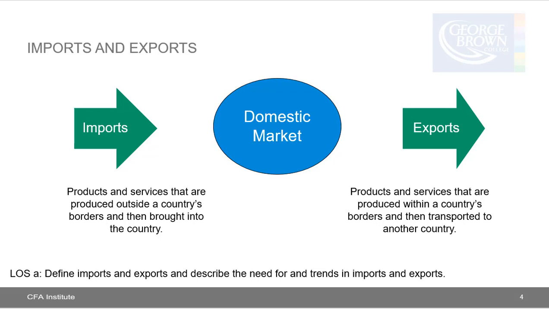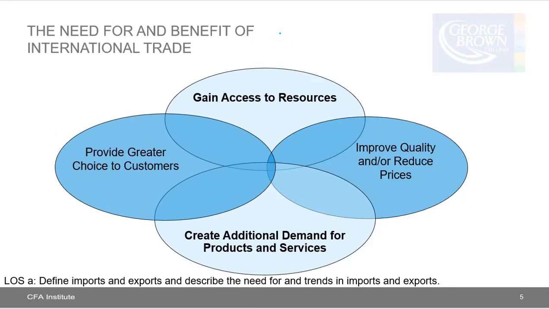So, for example, many countries in the European Union import natural gas from Russia. Exports refer to products and services that are produced within a country's borders and then transported to another country. For example, Japan exports consumer electronics to the rest of the world. Now we're looking at the need for and benefit of international trade. Okay, we're going to start up here with looking at gaining access to resources.